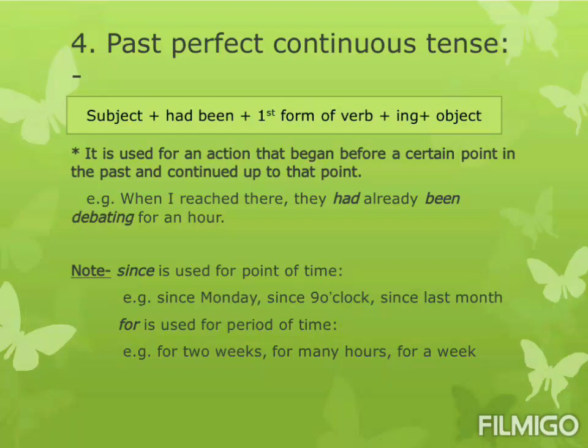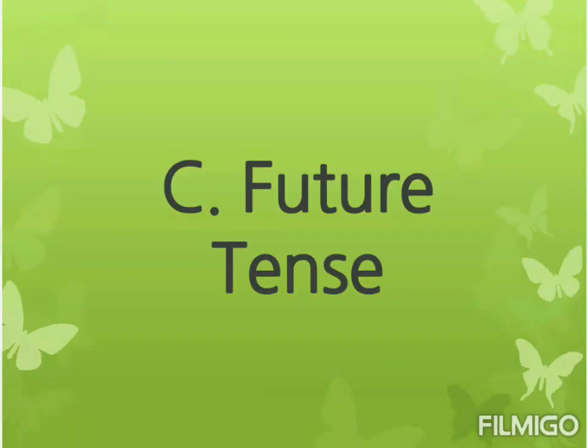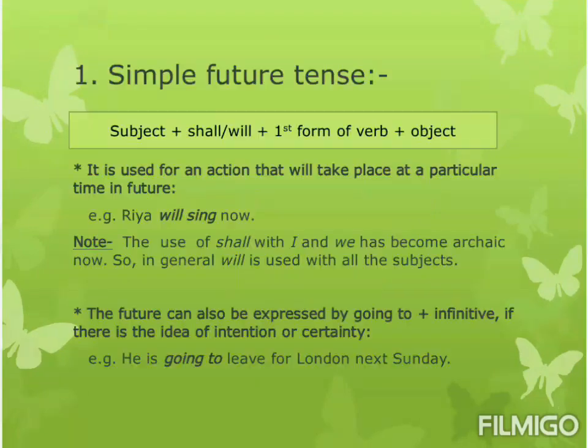Here again we should remember that a point of time is mentioned with since, while a period of time is mentioned with for. Now let us move to future tense. Simple future tense. It is used for an action that will take place at a particular time in the future. For example, Riya will sing now. I will drink a cup of coffee.